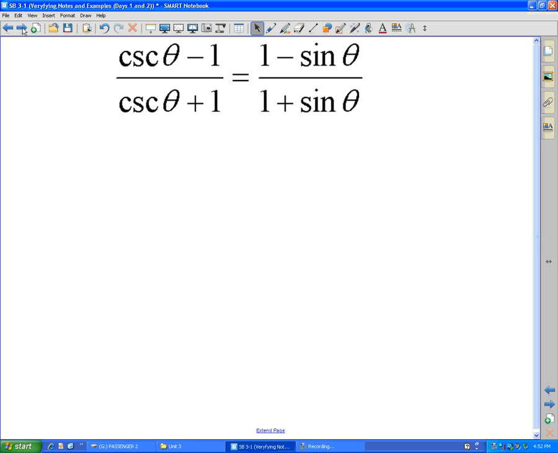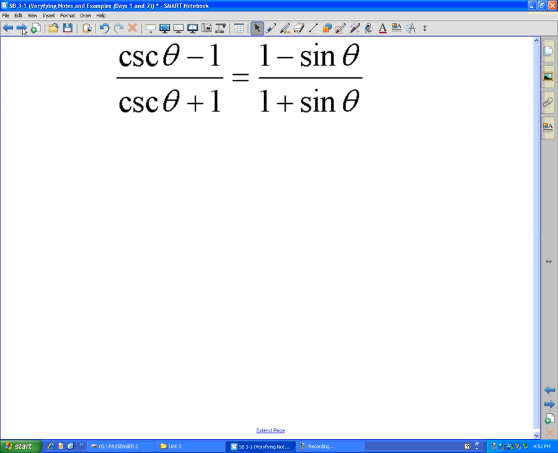All right, so here's one of those where you first look at this and your first instinct is, hey, maybe this is a conjugate problem, because I see the cosecant subtract 1 over the cosecant add 1. Those are conjugates. Shouldn't I use conjugates here? And your first instinct is, yeah, go for it.